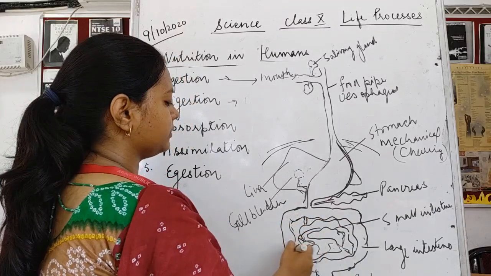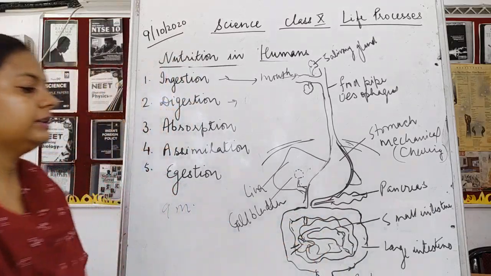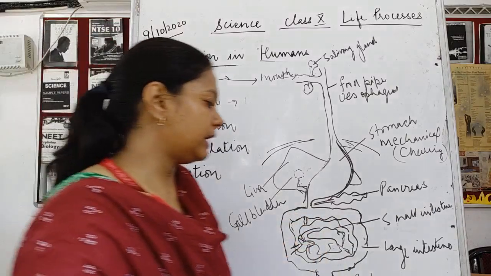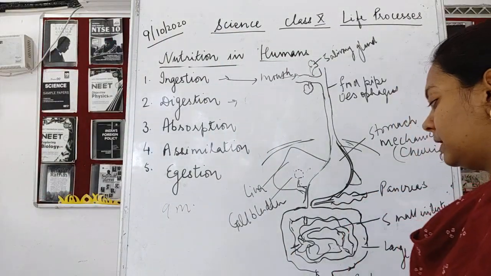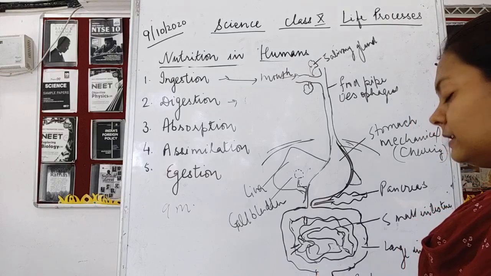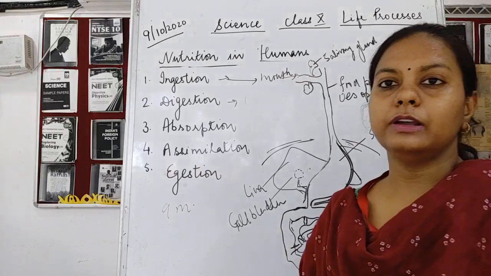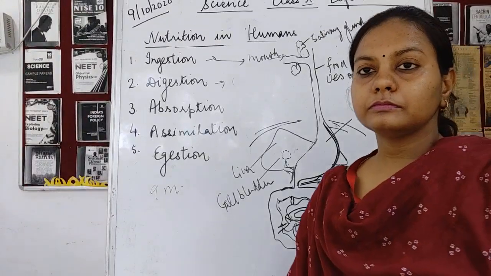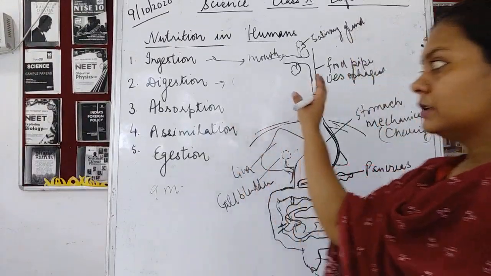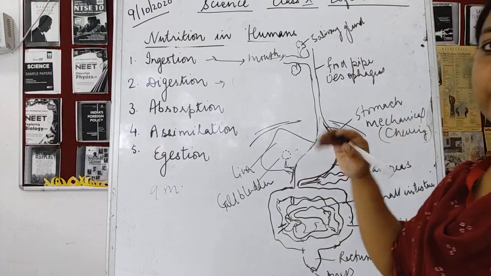Once it enters the large intestine, the last part is the rectum, where the waste product is formed. It is stored for some time, and then it is released into the exterior environment with the help of the anus. You can see this. This is the complete structure of the digestive system of human beings.